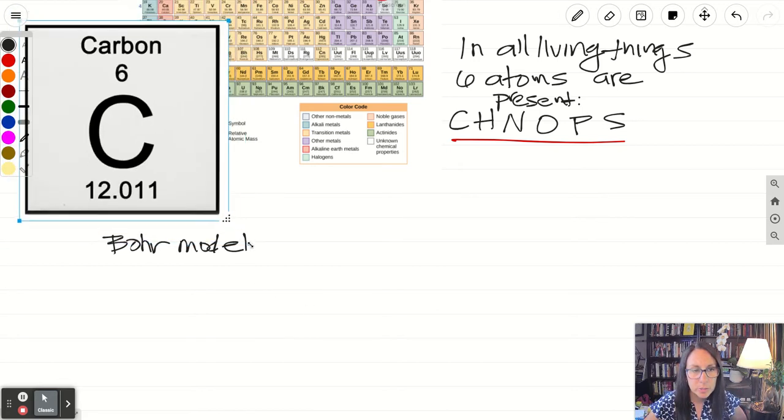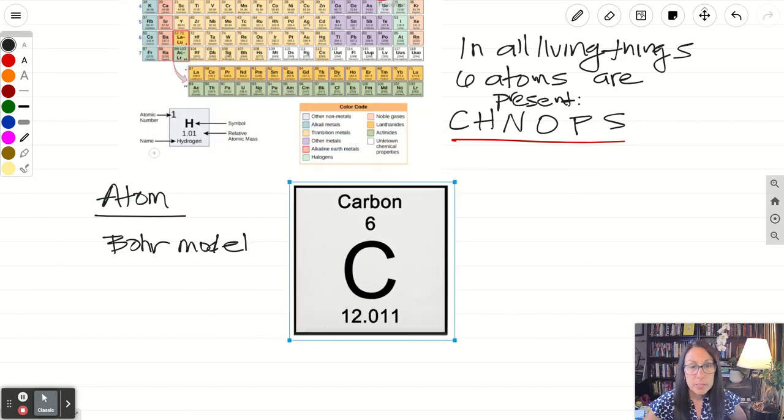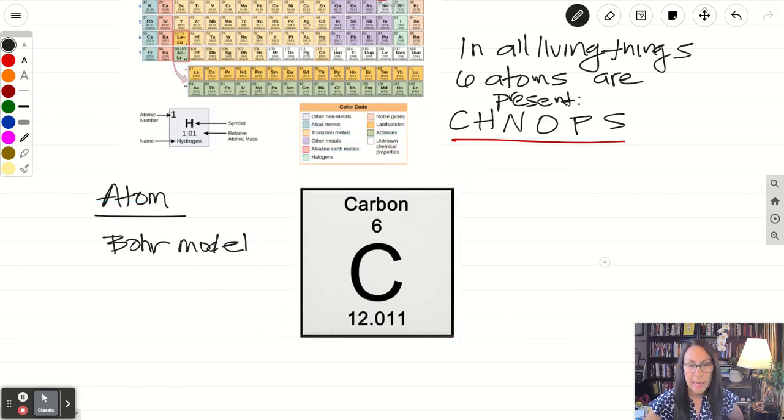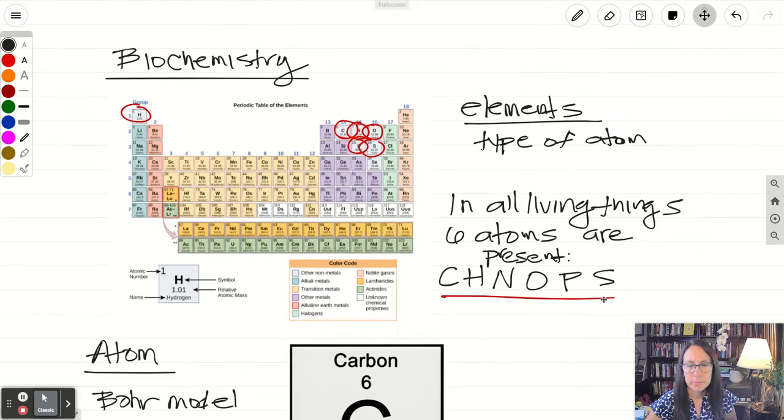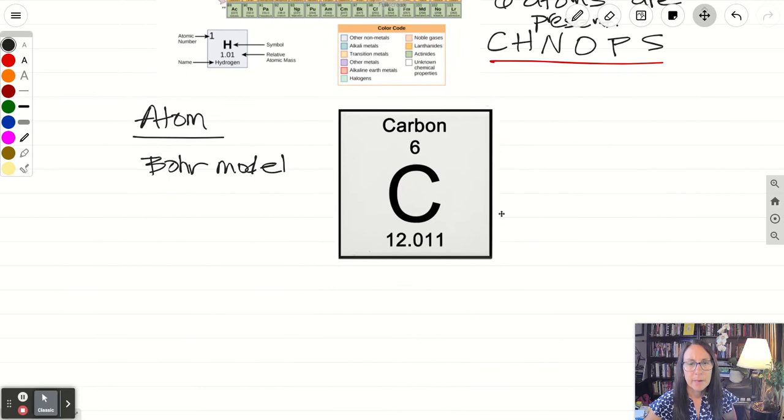Okay, so that's a little bit too blown up, but here is carbon from the periodic table. Before I draw the Bohr model, I need to point out a couple of things. When you read the periodic table, hang on, let me shrink that back up. Each square in the periodic table has some information in it. So let me introduce you to that information.